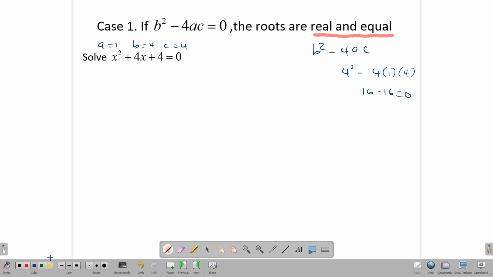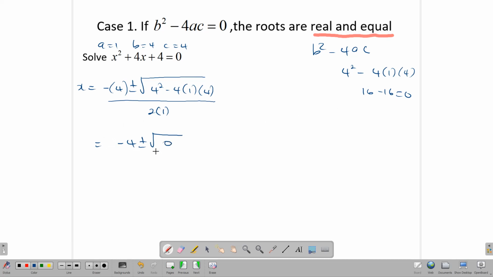So let's try to solve this equation and see what happens. Plugging it into the formula, we have x equal to minus b, which is minus 4 in this case, plus or minus the square root of 4 squared minus 4 times 1 times 4. That's the discriminant. And we put that over 2 times a, which is 2 times 1. Now this gives us negative 4 plus or minus the square root of, as we saw there, 0, over 2. So we have x is equal to negative 4 over 2, which gives us negative 2.